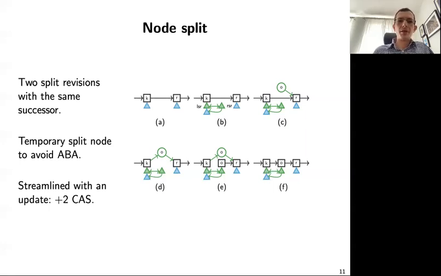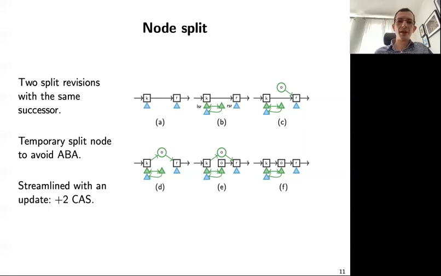Now, let me briefly get back to the reasons behind having a temporary split node, so this green circle. Without the temporary split node, the ABA problem would be possible when the thread that creates the split revisions, so the green triangles, is preempted before it creates the regular node O. Then a different thread might come and help with completing the operation by creating node O. Later on, when the new node O is merged back to node K before the first thread resumes its operation, node O will be created for the second time incorrectly.